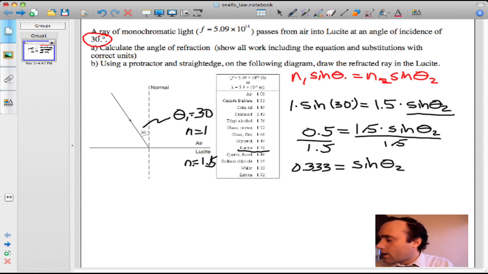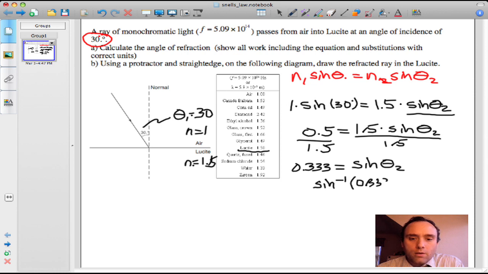Okay, and on your calculators, you have to use the inverse function of sine to find this. So what it looks like is this: sine to the negative 1 of 0.333 equals theta 2. And when you do that calculation, you get 19.5 degrees equals theta 2.